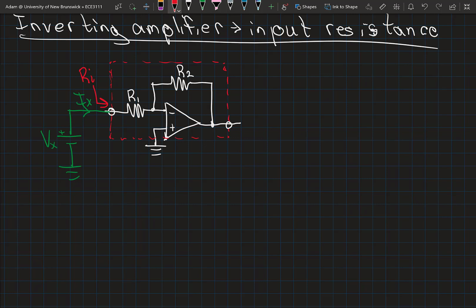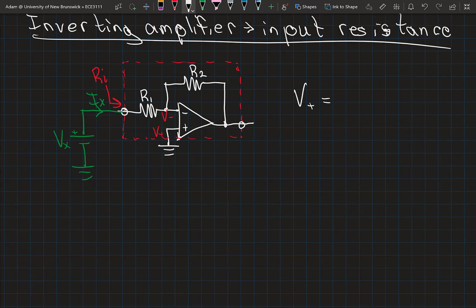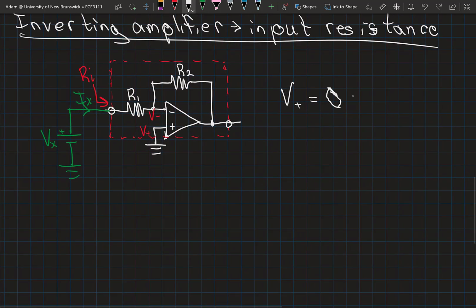Let me note here that my voltage at my positive terminal is equal to 0, and that both of those terminals are going to be equal in voltage because of the infinite gain properties of my op amp. So the voltage of my non-inverting terminal is 0, and that's also going to be equal to the voltage of my inverting terminal. And this is in fact what we call a virtual ground at this point, because its voltage is 0.